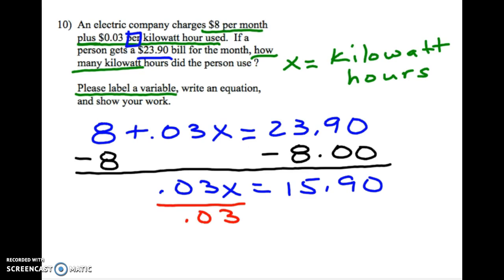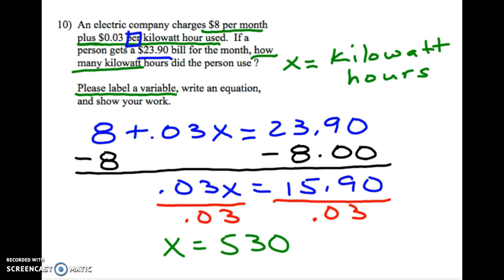If we divide by the 0.03, we should get 530. And if we want to label it properly, that's 530 kilowatt hours that we used.